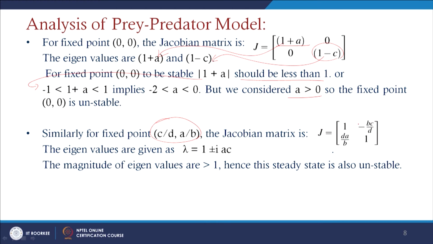The same is written here, and for the eigenvalues, we consider this as 1 minus lambda, 1 minus lambda, and its determinant equals 0. Then we find that lambda equals 1 plus or minus i times the square root of a c, and the magnitude of these eigenvalues is greater than 1, hence the steady state is also unstable.